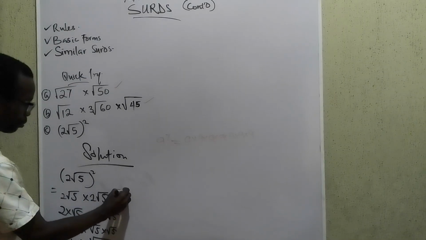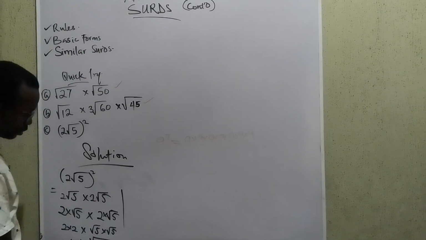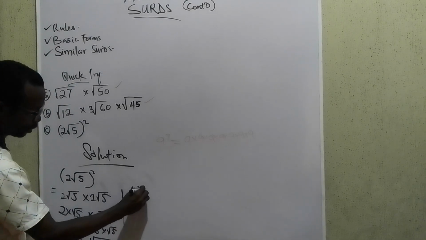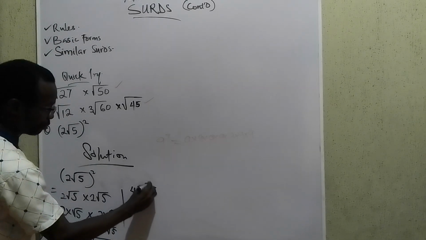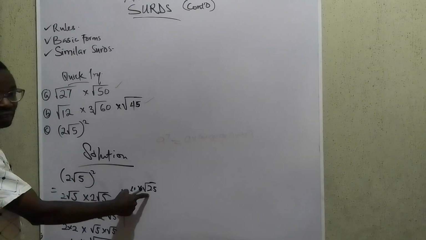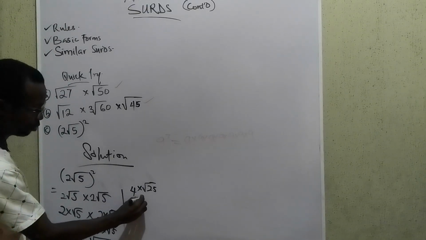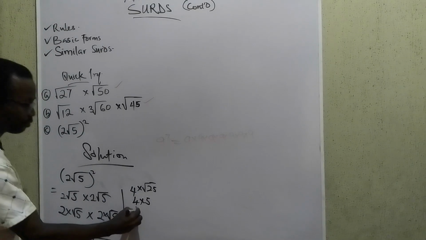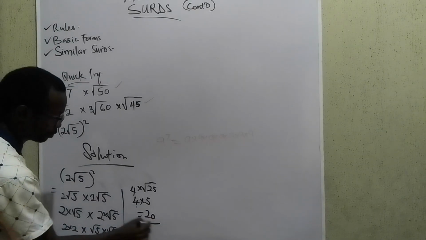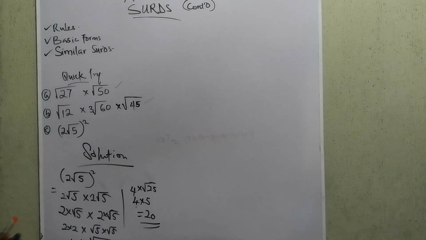So if I bring it up here, it means 4 times root 25. So what's the square root of 25? 5. So it means 4 times 5. So 4 times 5 is what? 20. 20 is the final solution for this.